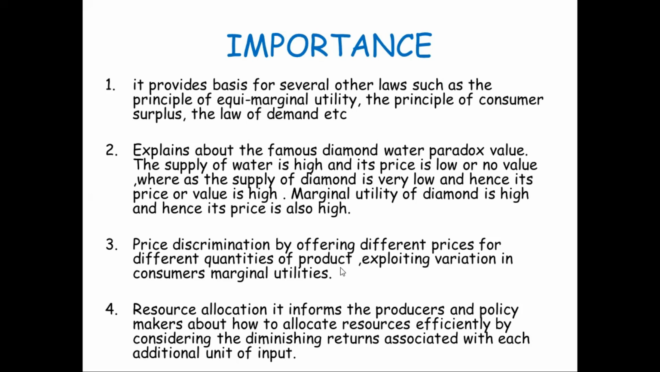The second one explains the famous diamond water paradox of value. The supply of water is high and its price is low, and no value, whereas the supply of diamond is very low and hence its price or value is high. Marginal utility of diamond is high and hence its price is also high.